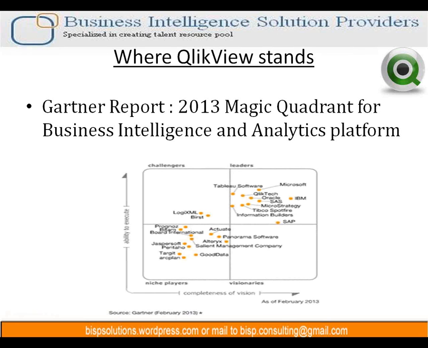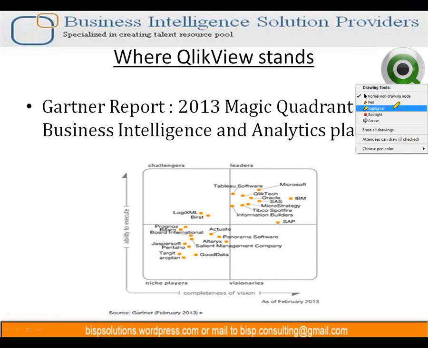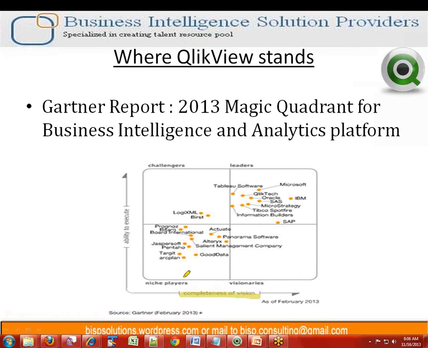In the Gartner magic quadrant, the quadrant is divided depending on two parameters which it defines every time: the completeness of vision on the x-axis, to see what the vision of a particular tool is, and the ability to execute, how flexible the tool is to be used by any business user apart from the developer. QlikView stands in the quadrant of the visionaries and the leaders. The highlighted one, QlikTech: QlikView is a product of QlikTech, and it's placed in the quadrant of visionaries and leaders.